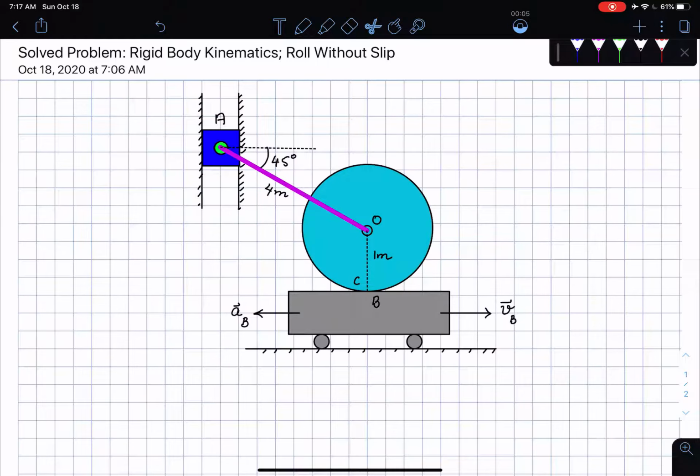So we're going to be solving a problem on rigid body kinematics, and this is going to use the idea of rolling without slip. Okay, and here I have several things that are drawn together. I wanted to have this problem drawn before we start tackling it. Okay, so I just want to point out a few things.